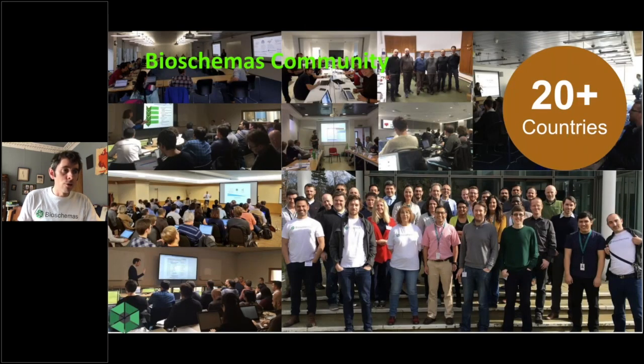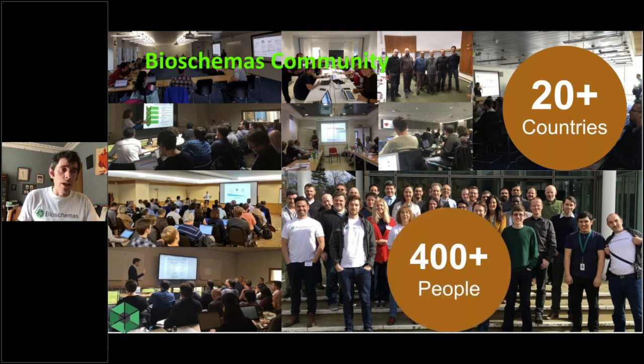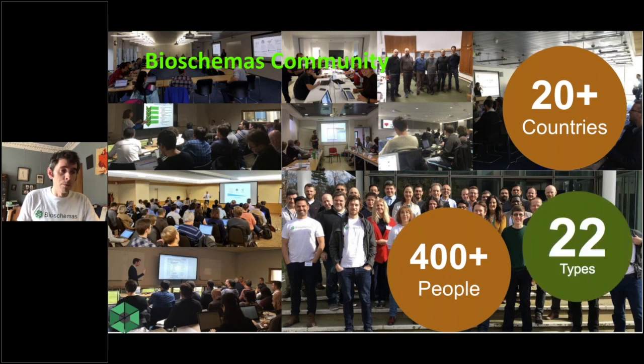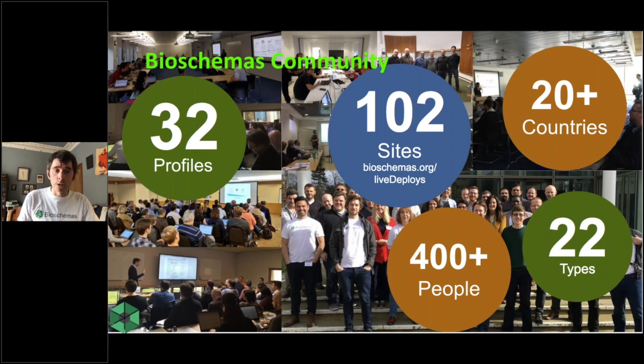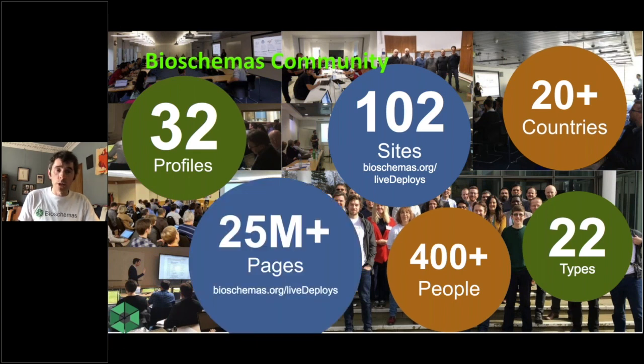These profiles have been developed by the Bioschemas community. The Bioschemas community has been going for about 6 years now, and we've engaged with at least over 20 countries, engaged with over 400 people. And in this time, we've been developing types and profiles. So we have 22 types that we've developed, 32 profiles, because some of these profiles go over types that already exist in schema.org. And we have markup on over 100 websites and over 25 million pages that we know about.